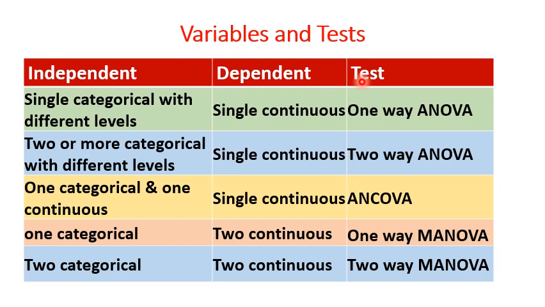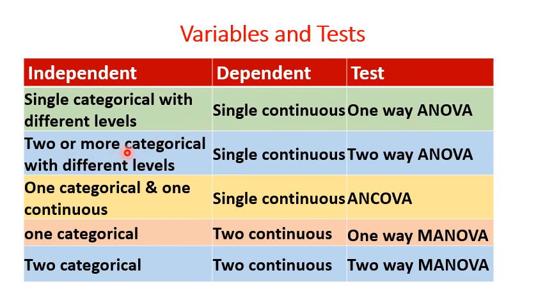Let me present it in another way. If the independent variable is a single categorical variable with different levels, that means only one independent variable which is categorical with different levels, and the dependent variable is a continuous variable. So only one independent variable and one dependent variable. The independent variable is categorical with different levels and the dependent variable is continuous. In this case, we can use one-way ANOVA.